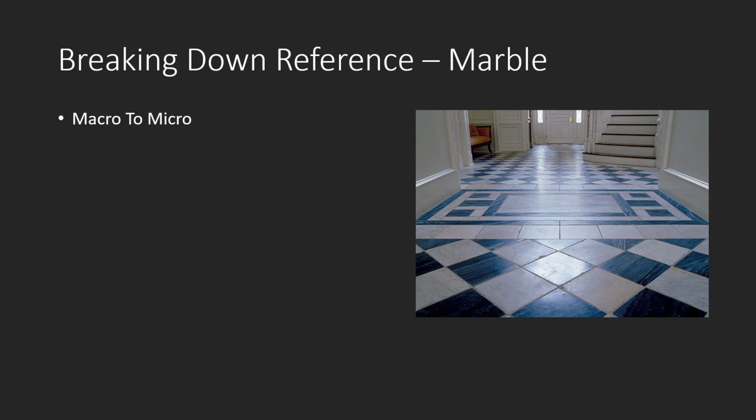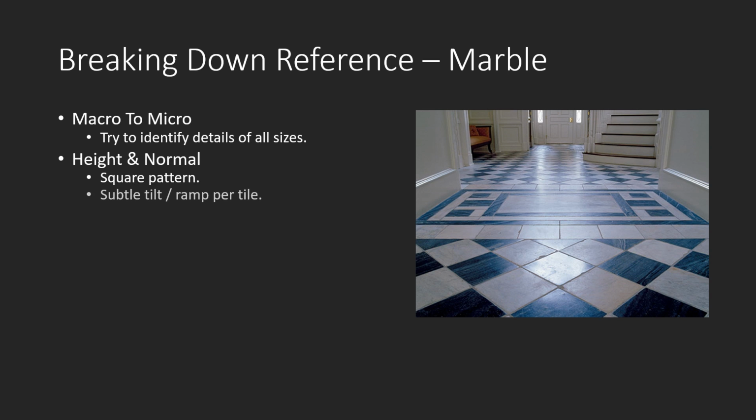The first thing I look at is macro to micro. I try to identify the details of all sizes. As far as the height and normal in this shot, I'm noticing there's a square pattern, and there's a subtle tilt or ramp per tile. You can see that the light here doesn't follow perfectly straight, and you notice that this tile is catching the light more than the ones around it.